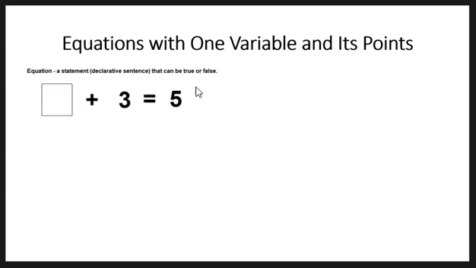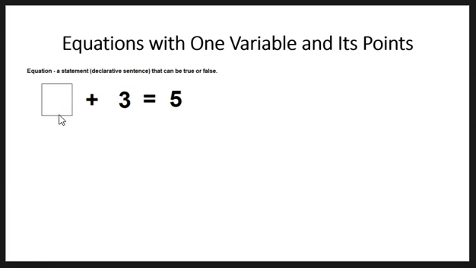Now you can see this math problem contains an equal sign. That's what we call an equation. However, this equation is neither true nor false. Why? Because we're missing information. We're missing a number. That's the reason we have a box that is being added to 3, so we get 5. We're missing a number.